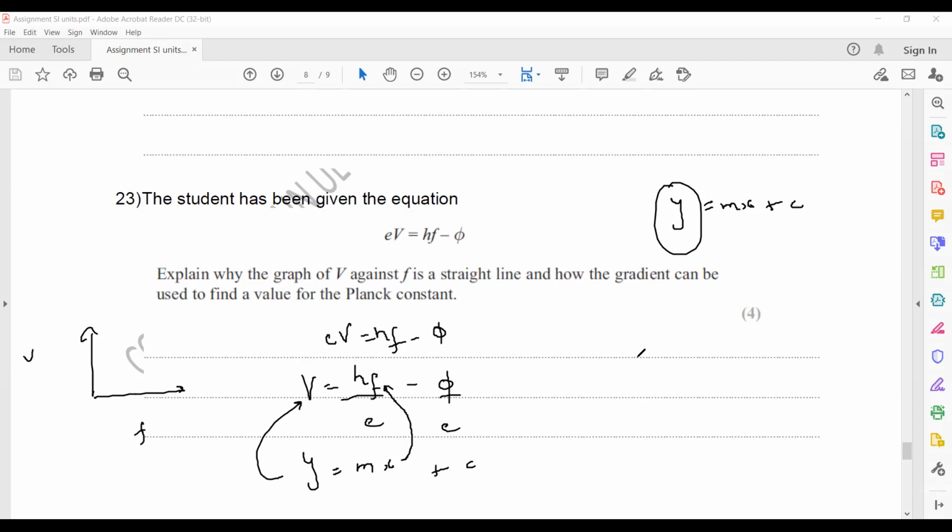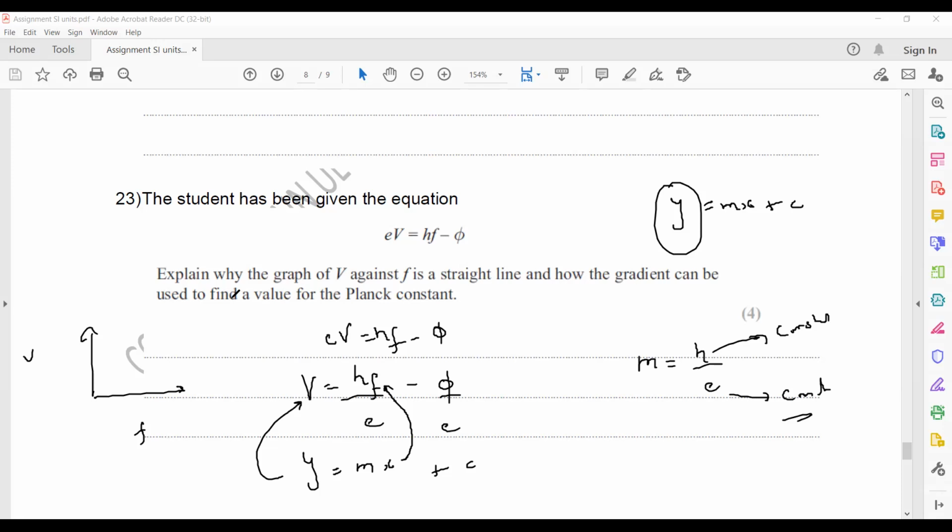So what will be my gradient? m is the gradient, so it will be h divided by e. h is Planck's constant, and e is also a constant, the charge of the electron. Whenever two constants are divided, your gradient will be constant. So you will mention that the gradient is constant. And what about the y-intercept?